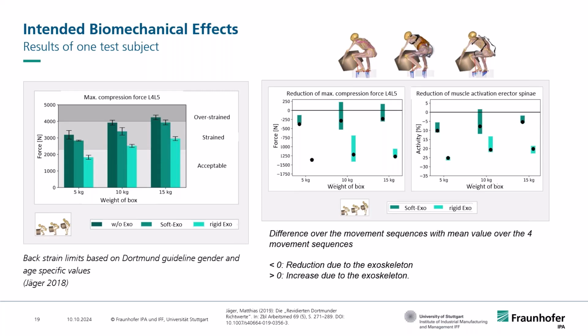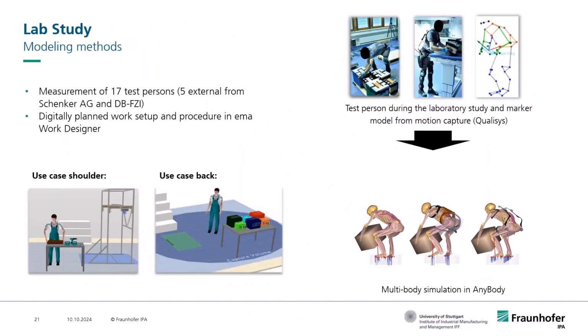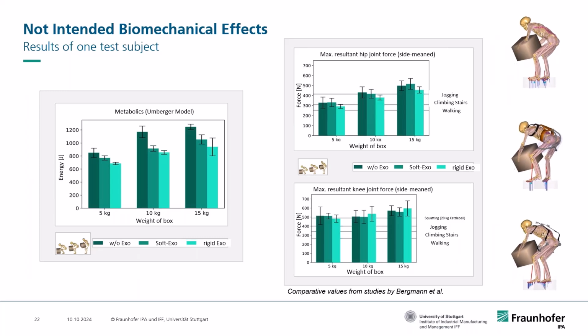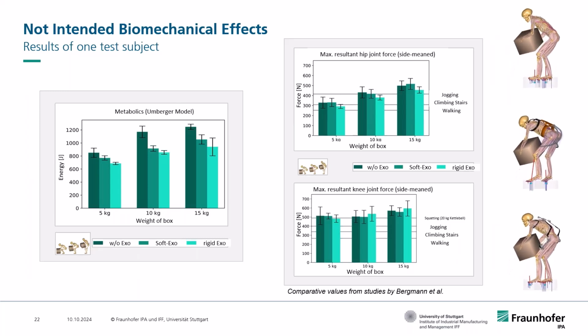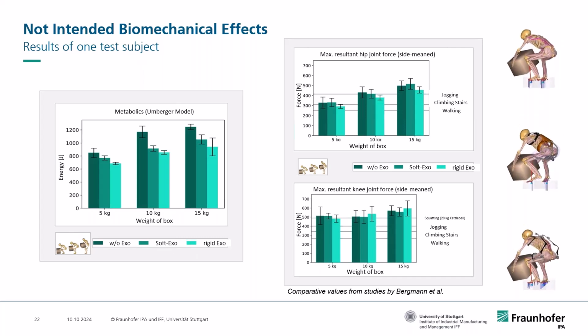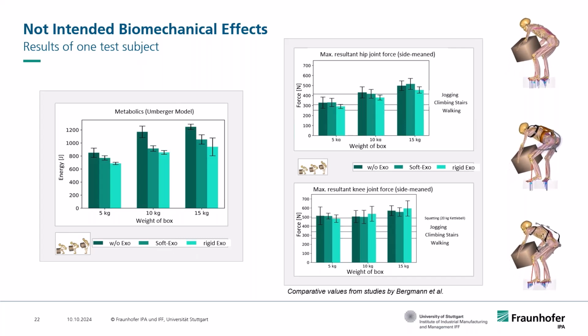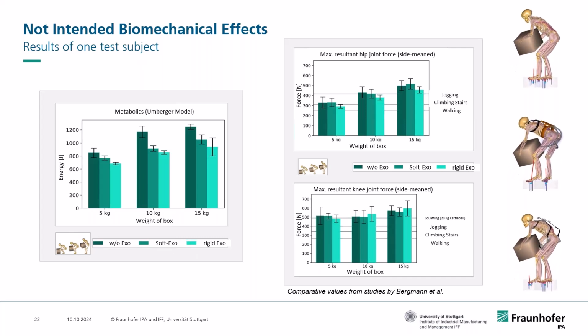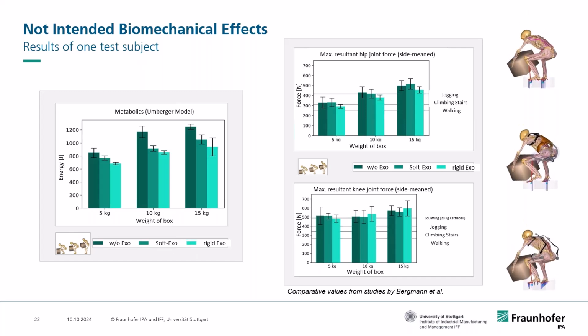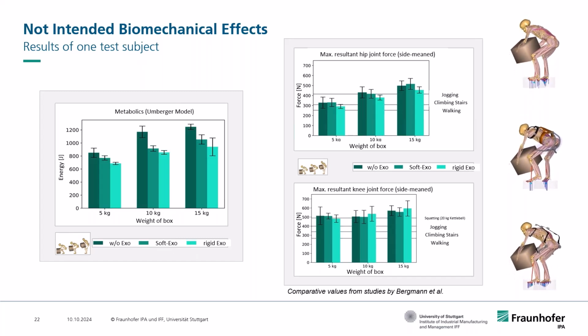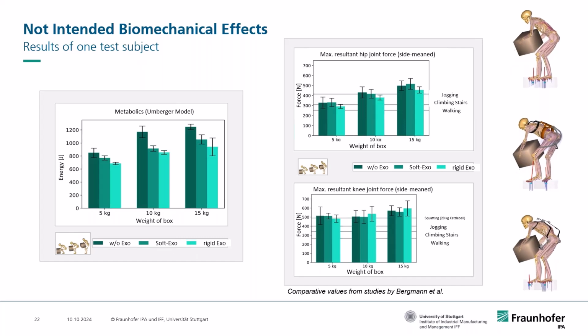And what the tool of musculoskeletal modeling further offers is the so-called not intended biomechanical effects. Therefore, if we have the right side here, thank you, Urban, you can have an insight into further body regions in the human body. So I brought 3 examples. You can have a look at the metabolics, of course, an approximated, simplified representation of the metabolics here based on the Umberger model. You see the same lifting sequence for the different weight conditions and exoskeleton conditions.